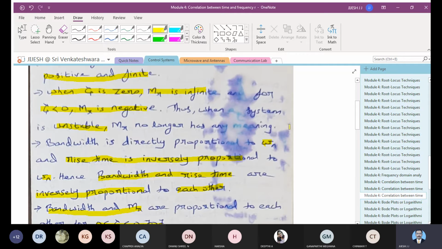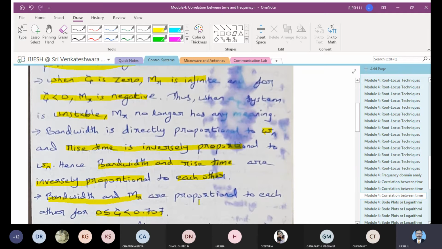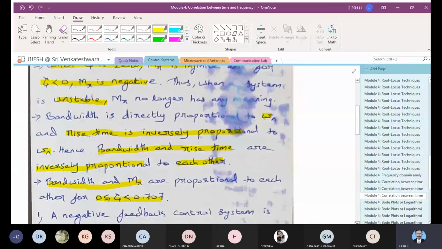Further on, we also saw that the bandwidth and MR are proportional to each other, and the zeta value should be between 0 and 0.707. So when the zeta value is between 0 and 0.707, the bandwidth and MR are proportional to each other. So you can make a note of these things. Then we will move on to the problem. One problem we will do.